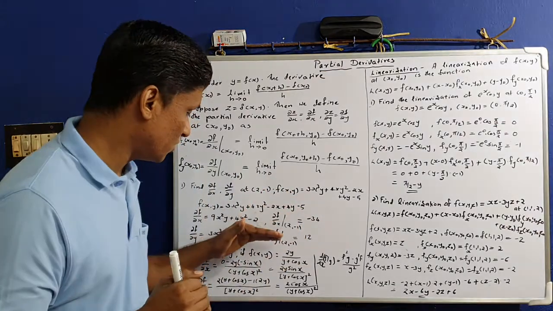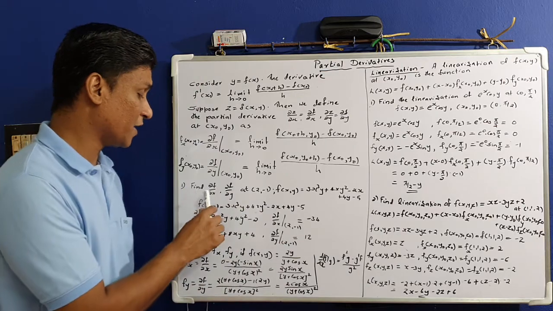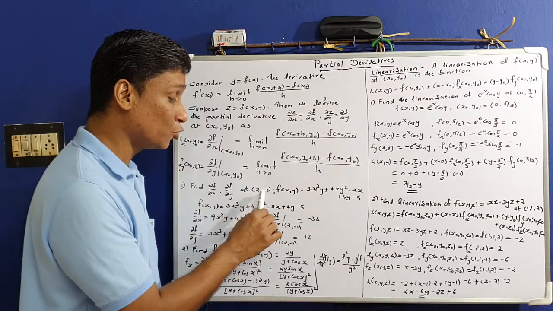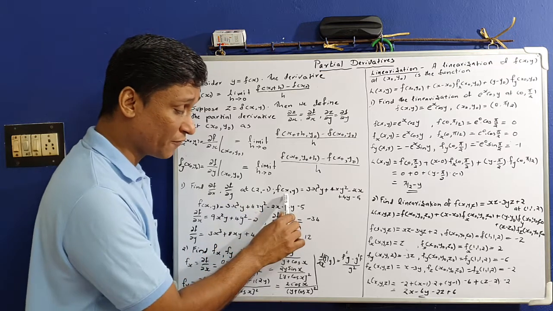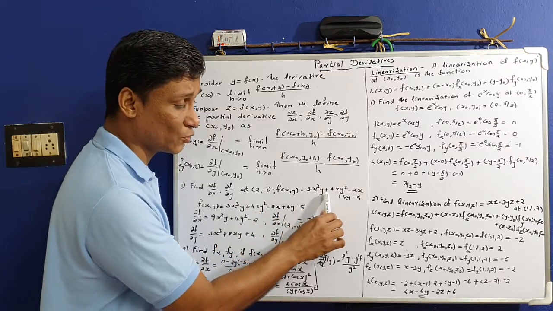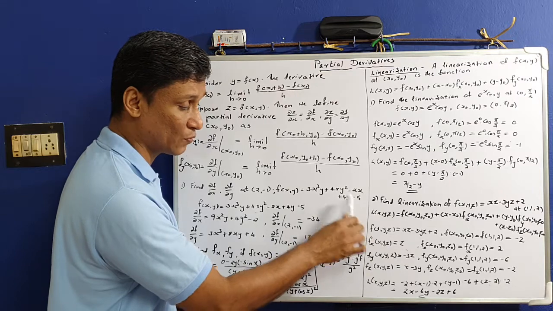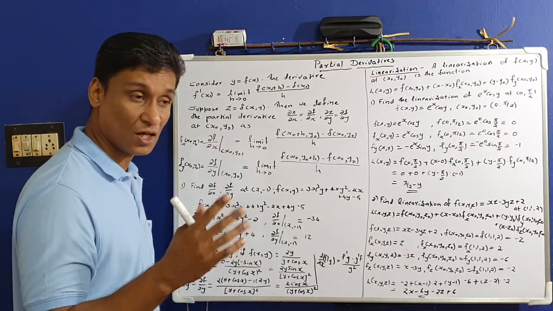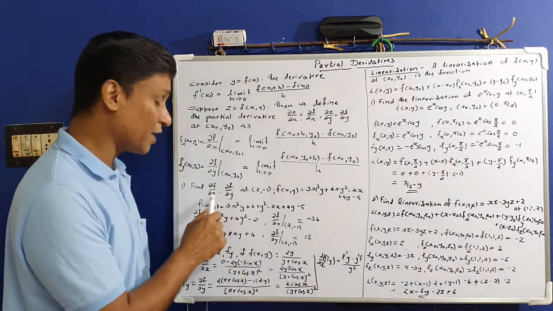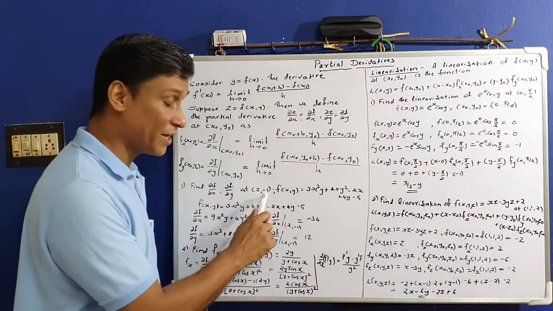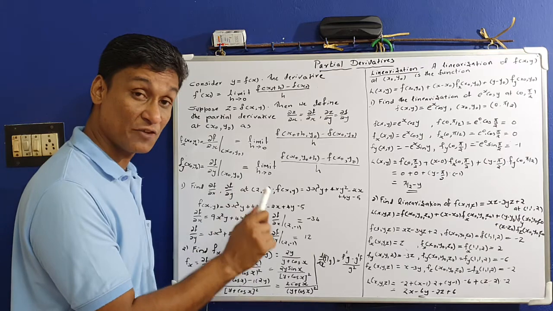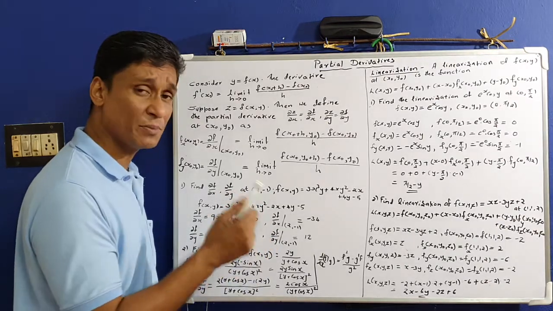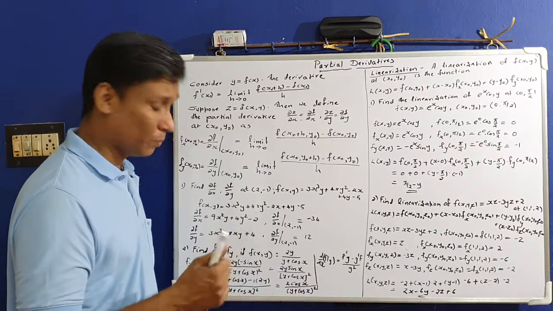Now we take one such problem: find ∂f/∂x and ∂f/∂y at (2, -1), given f(x,y) = 3x³y + 4xy² - 2x + 4y - 5. Now this is a function of two variables, x and y. We have to find the partial differential of f with respect to x at (2, -1), and similarly ∂f/∂y at (2, -1).